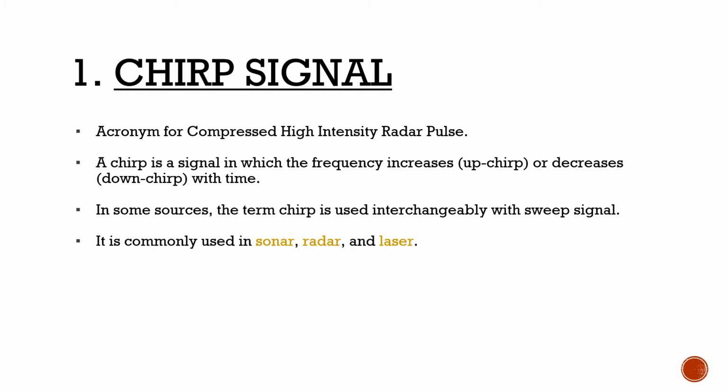Mathematically, a linear chirp signal sweeps the frequency from low to high linearly. One approach to generate a chirp signal is to concatenate a series of segments of sine wave, each with increasing or decreasing frequency in order. This chirp signal is most commonly used in sonars, radars, and also lasers.